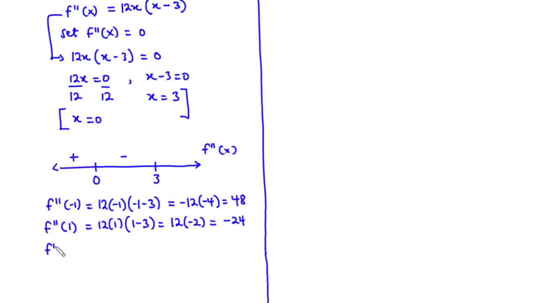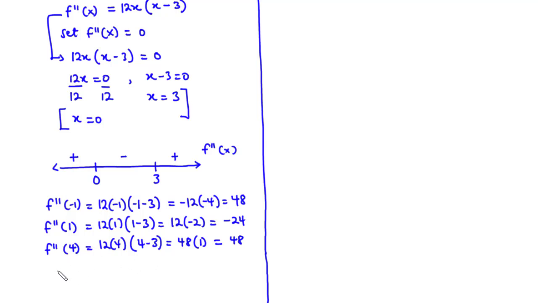And then f prime prime of, let's choose a value, say 4, which is greater than 3. So we have 12 times 4 times the bracket 4 minus 3. 12 times 4 is 48, and then 4 minus 3 is 1. So we have 48, and that is also a positive value.